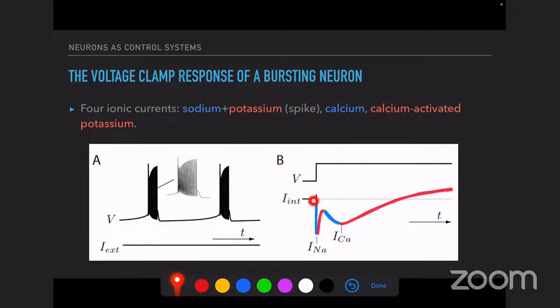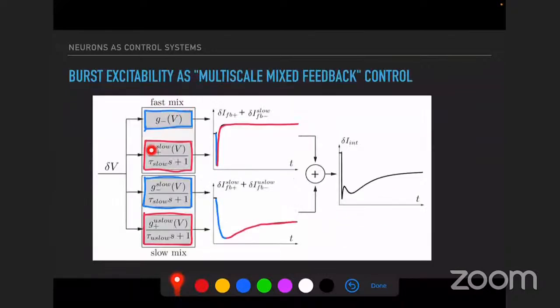So in this model, you have the fast activation of sodium, the slow activation of potassium, the slow activation of calcium, and the ultra slow activation of calcium-activated potassium. These four ingredients correspond basically to the same feedback motif of spike, but repeated twice. You have this fast mixed feedback controller responsible for spike, with the fast positive feedback and slow negative feedback. And then you have a slow mixed feedback controller with the slow positive feedback and the ultra slow negative feedback. When you put the two together, you get exactly the voltage clamp response of a bursting neuron.